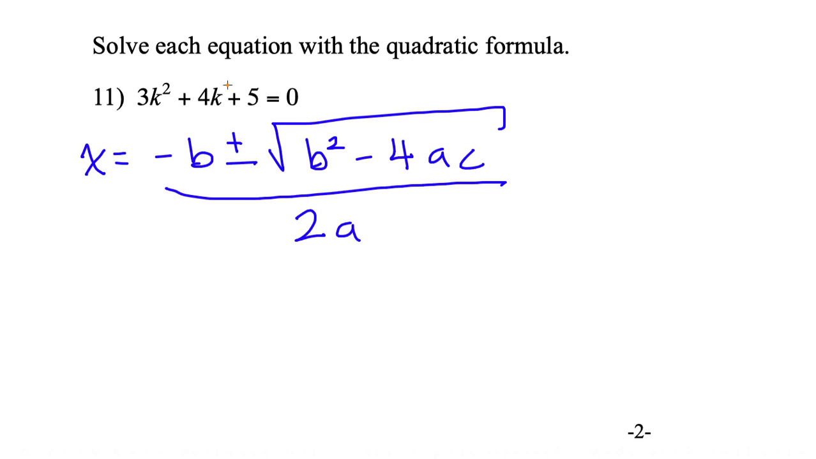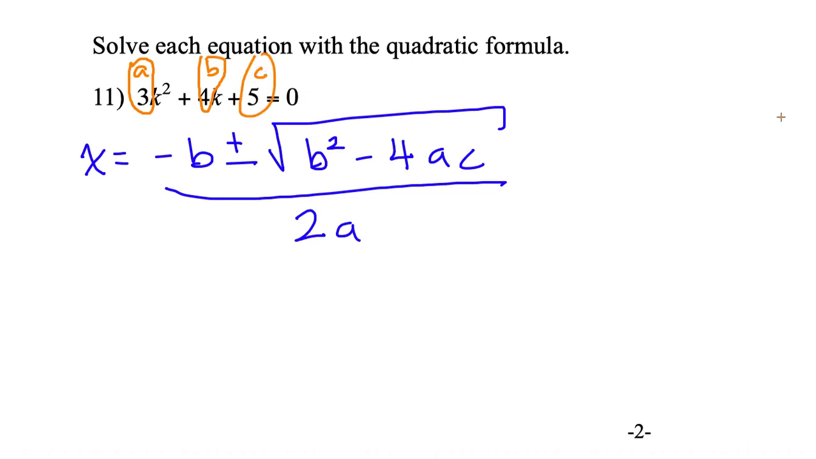So let's go ahead and label all of these. A is 3. I'll point out A is not 3k squared. A is just 3, not 3k squared, just 3. That's the most common mistake I've been seeing in our class thus far. B is just 4, not 4k, and then obviously C is 5.